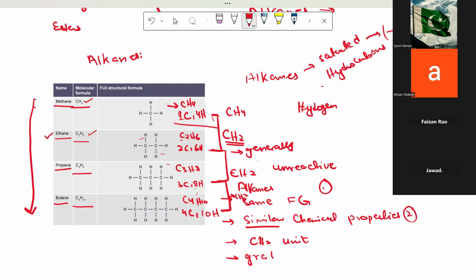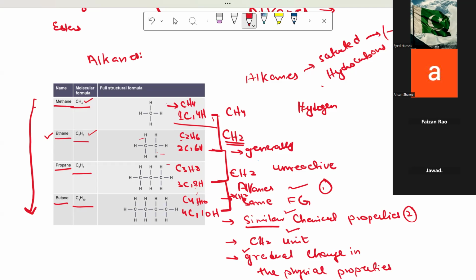Gradual change in the physical properties. Now, these 4 points, कौन से? Same functional group, similar chemical properties, an additional CH2 unit, and gradual change in physical properties. These 4 points are going to remain similar or same for every, you know, homologous series.